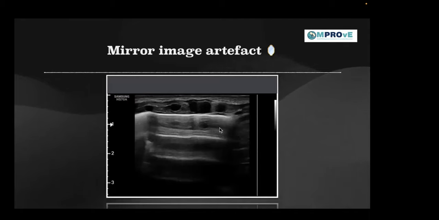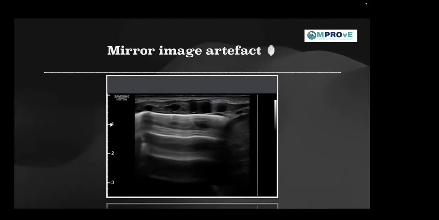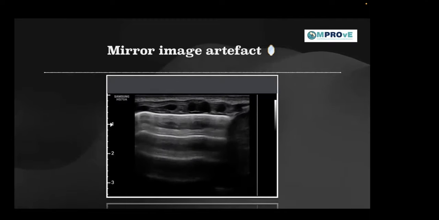What does it tell you? For reverberation, you need air to reverberate. So what it tells you is there is air, which is not letting the ultrasound wave pass through. So it is bouncing back and forth, and it is giving you a mirror image. Whatever is on the other side of the pleura, it's showing the same thing beyond the pleural line as well. So that's what the mirror image is. And you can see mirror images in all the scans of the body.